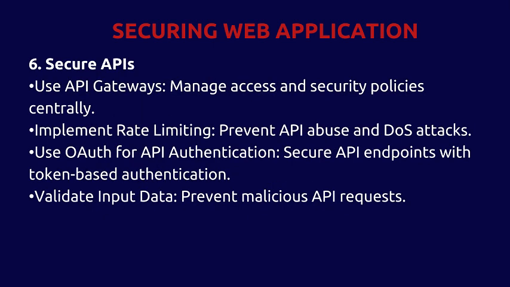Next, we have secure APIs. Use API gateways, which means you manage access and security policies centrally. Next, you implement rate limiting. This prevents API abuse and DoS attacks, that's denial of service attacks. Then you use OAuth for API authentication. Secure API endpoints with token-based authentication. Next, you validate input data. This prevents malicious API requests.